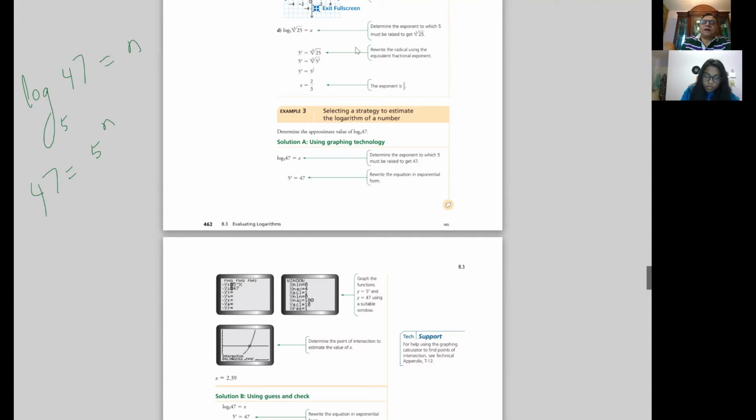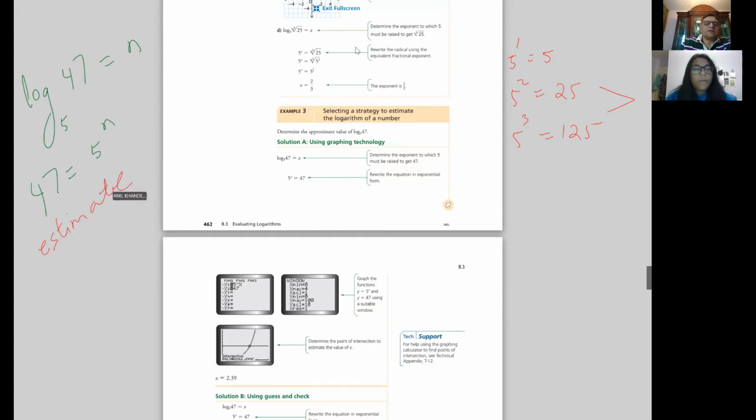What are the powers of 5? Let us check. 5 to the power of 1 is 5. 5 to the power of 2 is 25. And 5 to the power of 3 is 125, correct? Now, how do you get 47? You know it has to be between 2 and 3. So you can estimate, correct? You can use a calculator and do it.